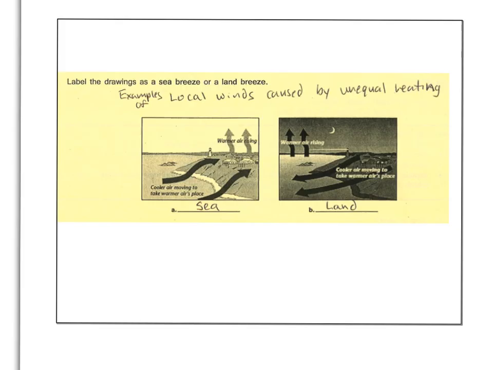If we're looking at our reading guides, we want to name the breeze based on where the wind is coming from. So in this image here, the wind's coming from the sea, and at night the wind is coming from the land, thus land and sea breeze. The land and sea breeze are examples of local winds. Those happen in small areas, and they're based on unequal heating.